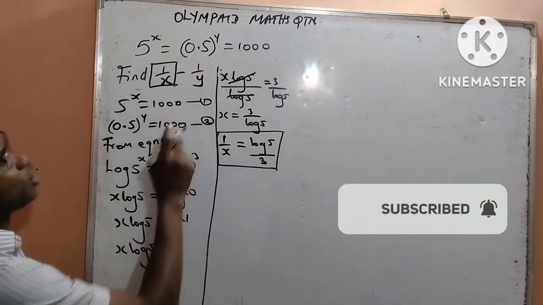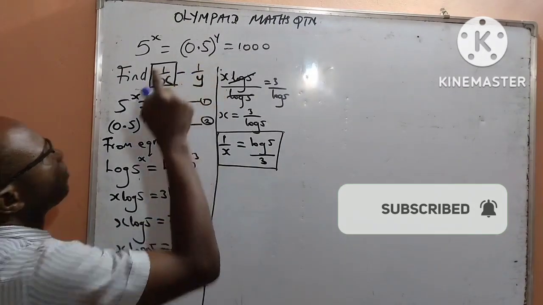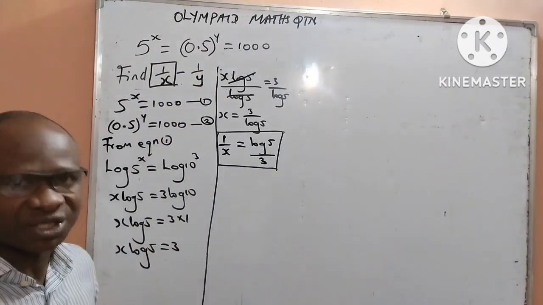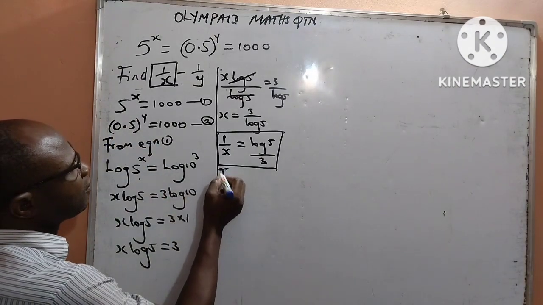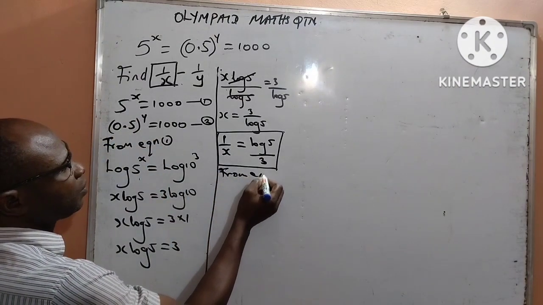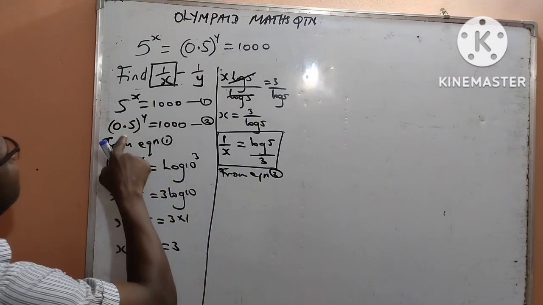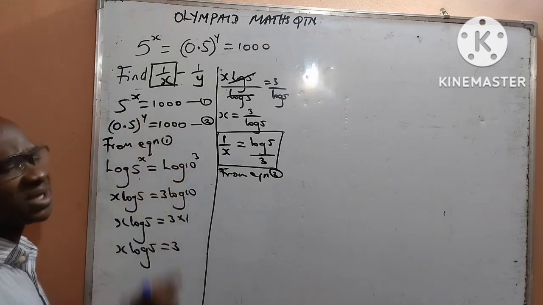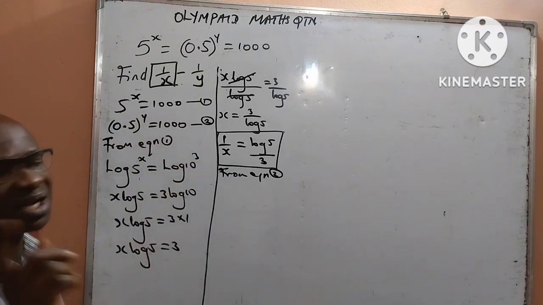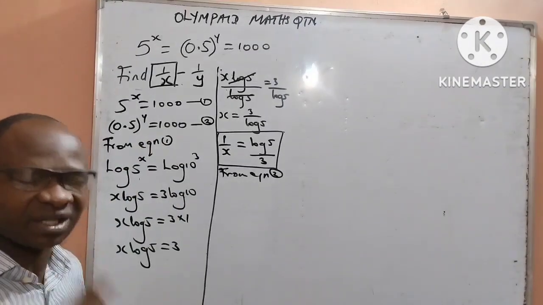I will go into equation 2. From there, I will still get my 1 all over y, and I will do the subtraction to get my final answer. Therefore, from equation 2, where I have that 0.5 to the power y is equal to 1000, we have already said that 1000 is the same thing as 10 to the power 3.